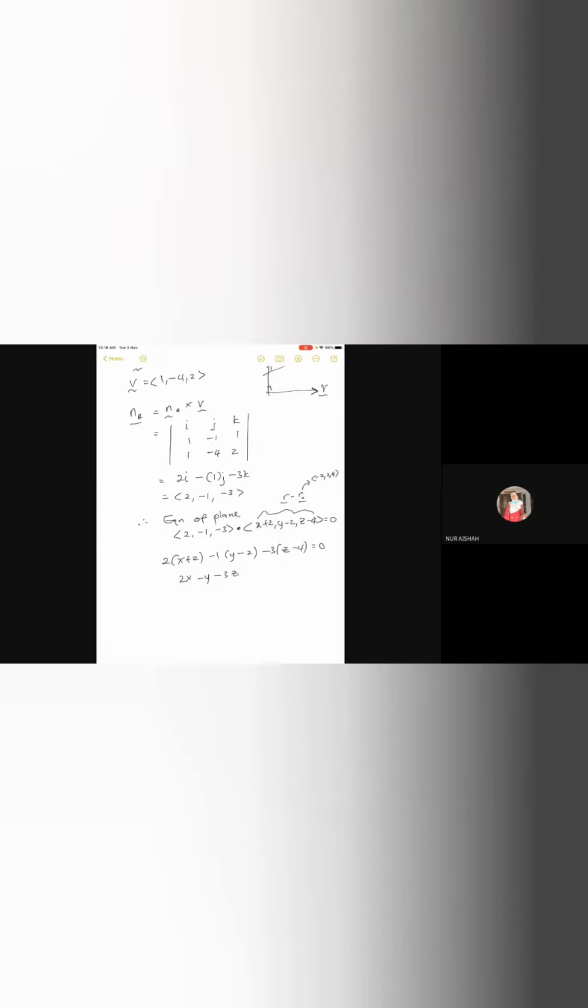Four plus 4, 12, 14, 15, 18. Okay, so this is your answer: 2x minus y minus 3z plus 18 equals 0. You may see that the updated answer is not the same as the one I gave you. The updated one I have uploaded in Kalam. Those who can open Kalam now can take a look.